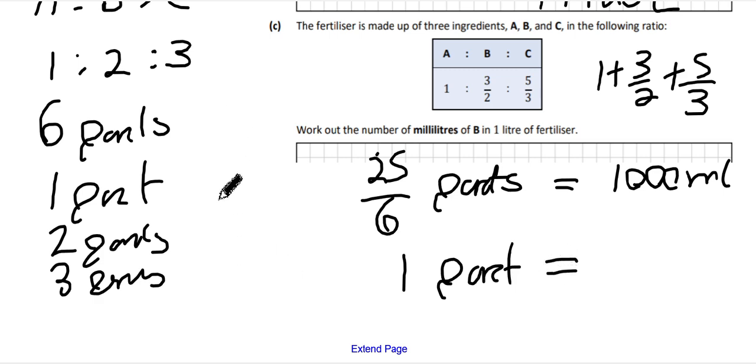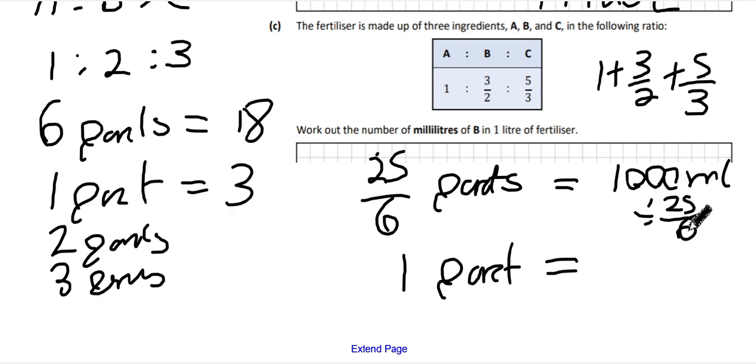So, for argument's sake, if I said 6 parts equals 18, how would you find out what 1 part is? Divide by 6. So, why don't you just divide by 25 over 6 for me? And once again, give it to me as a fraction and a decimal if you want. So, what do you think? Over? Just 240. Excellent.